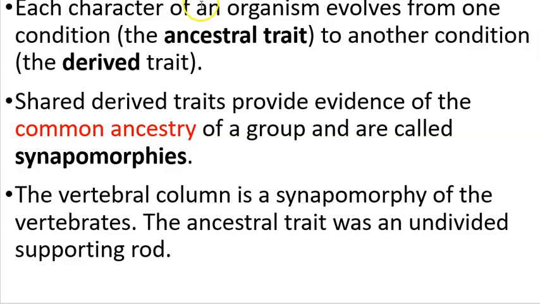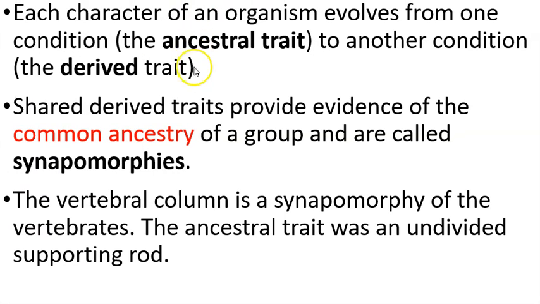So each character of an organism evolves from one condition, the ancestral trait, to the derived traits. The derived traits are new. Shared derived traits provide evidence of the common ancestry of a group, called synapomorphies.